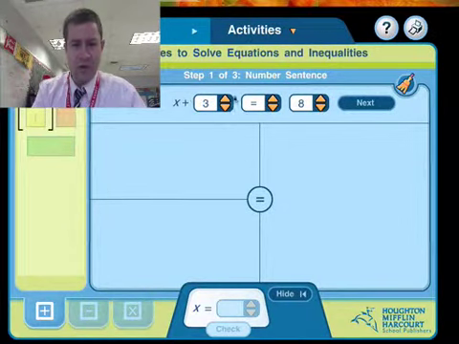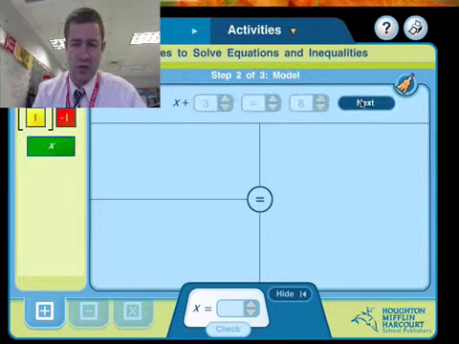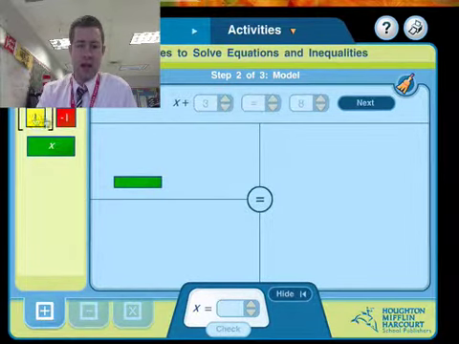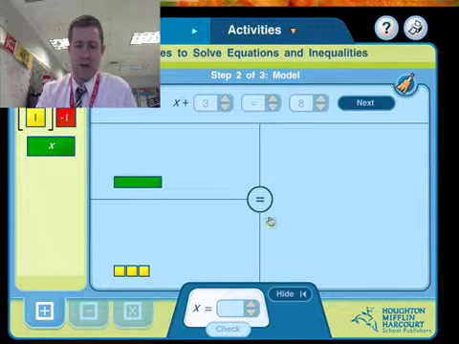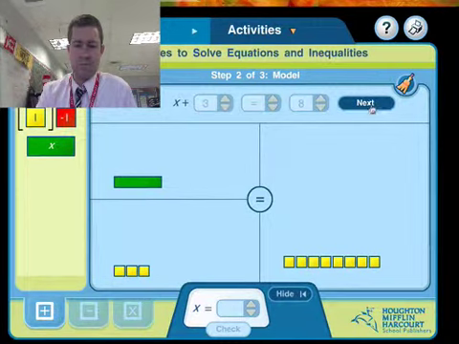And so I have the equation here, x plus 3 equals 8. Okay, I want you to write this down and have this available for you to work on. So I'm going to draw a diagram of this. I have 1x and I have 3 units. This is equal to 8 units. Alright, so we see this amount must be equal to this amount.